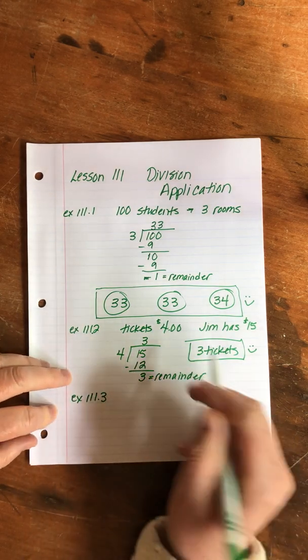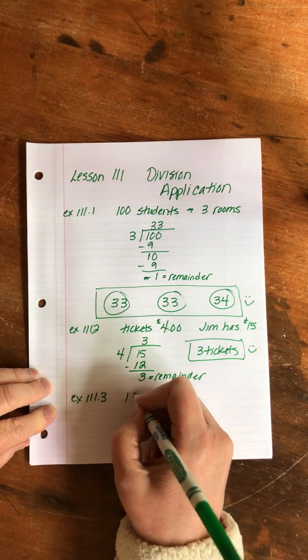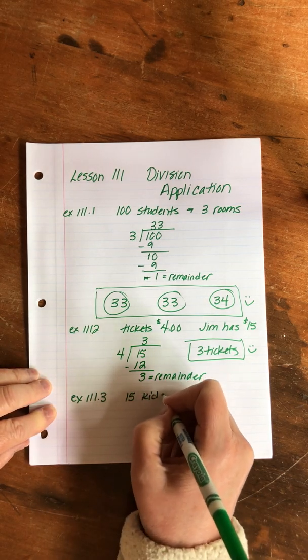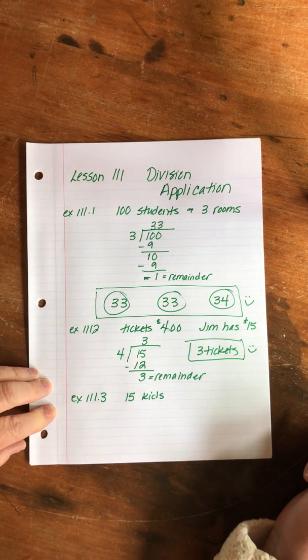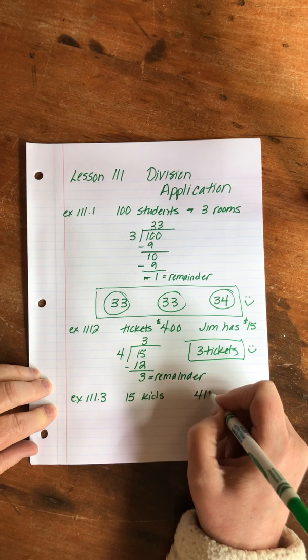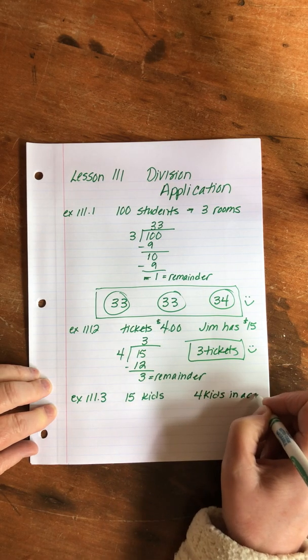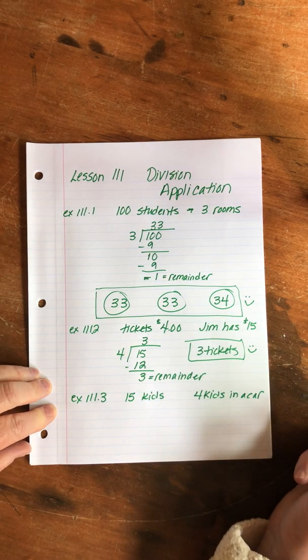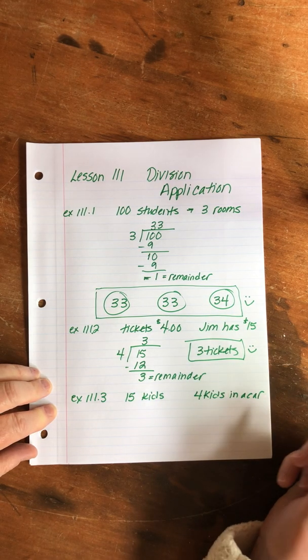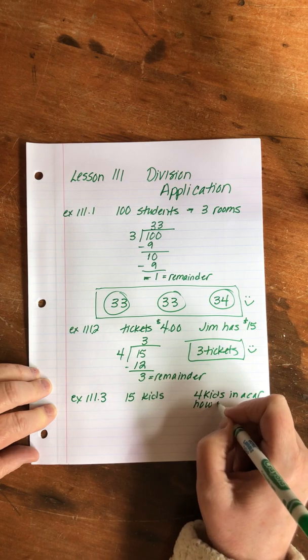See what I mean? You just have to logic them out and it's kind of fun. 15 children need a ride to the fair. Each car can transport 4 children. 4 kids in a car. How many cars would be needed to transport 15 kids?